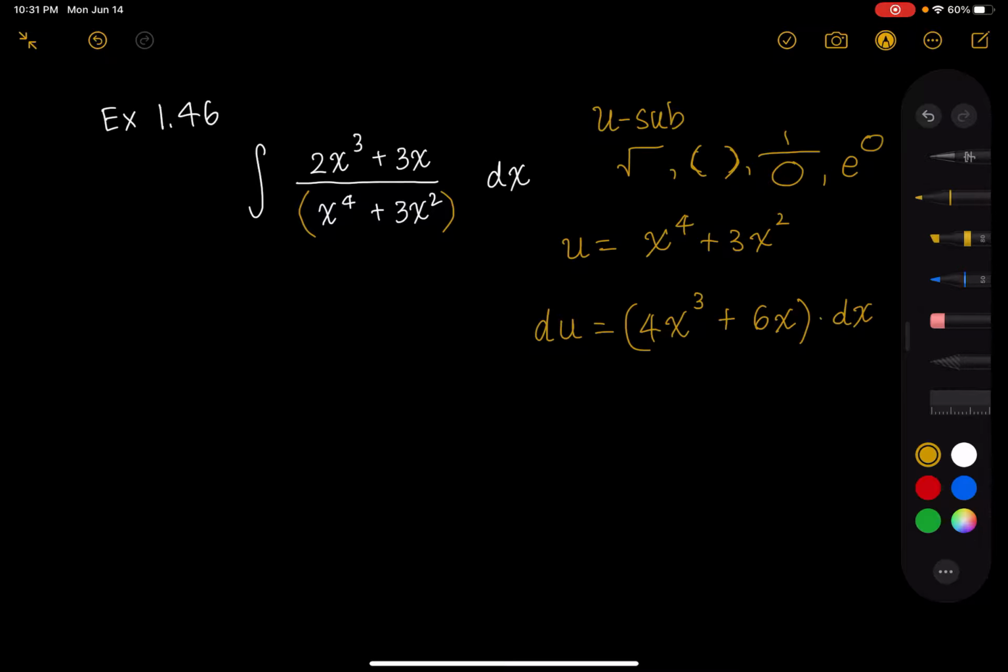Now, we just need to see, okay, how do we get 2x cubed plus 3x? And if we couldn't see it immediately, what we can do is do long division. But in our case, it's a simple thing. It's just twice, right? So we will divide both sides by 2. So multiply 1/2 du will just give us 2x cubed plus 3x dx. So that will be our du right here. And the bottom will be our u.